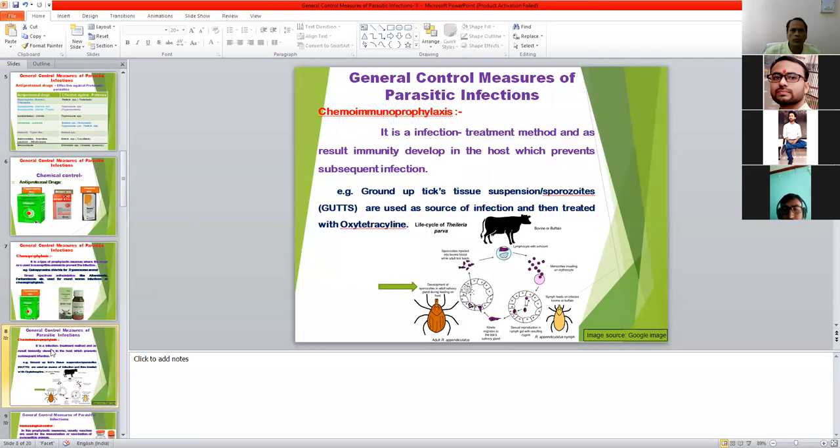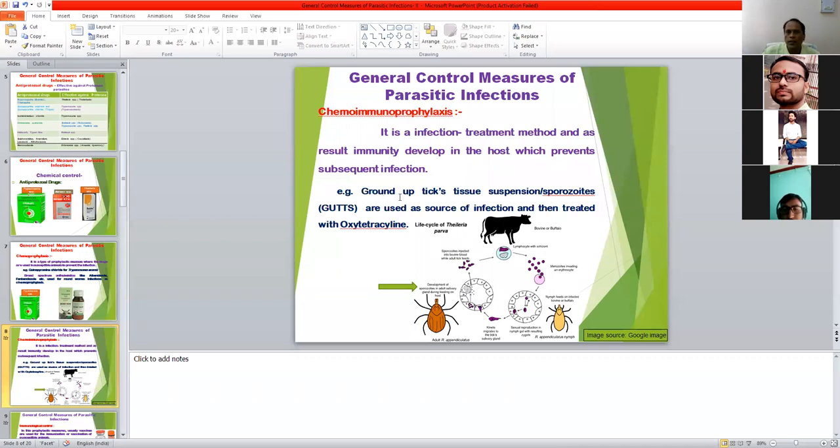Then come to chemoimmunoprophylaxis. Chemo means chemical, immuno means some immunogenic agent is used as a prophylaxis. Both chemical and immunological agents are used to prevent the occurrence of disease. It is an infection and treatment method in which the resulting immunity developed in the host prevents the subsequent infection.